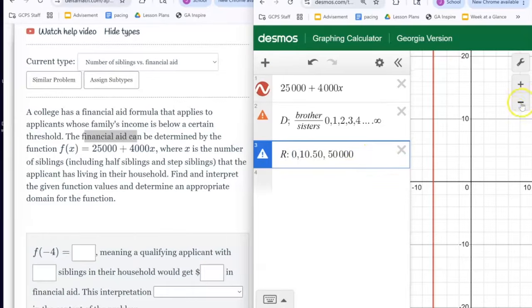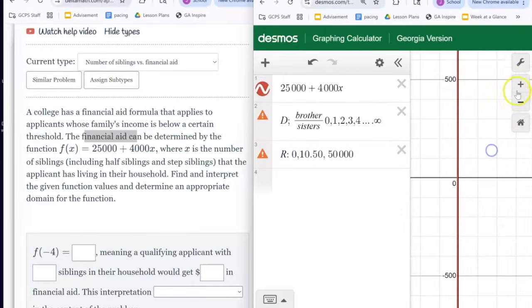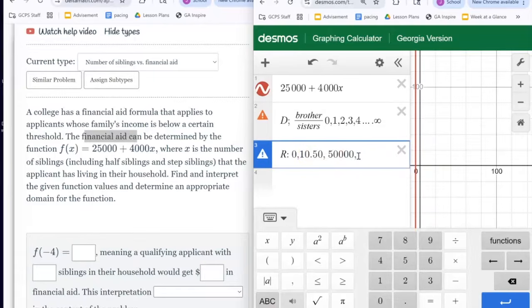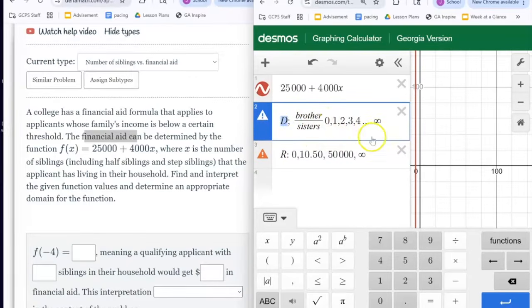Now, because this graph is not going down, it's going up, it has no end. But if it did have an end, it would hit the x-axis and it wouldn't be able to have negative money, because they're not going to give you negative money. It goes on till infinity. So this is all real numbers from 0 to infinity for range, and then for domain 0, 1, 2, 3, 4 up to infinity.